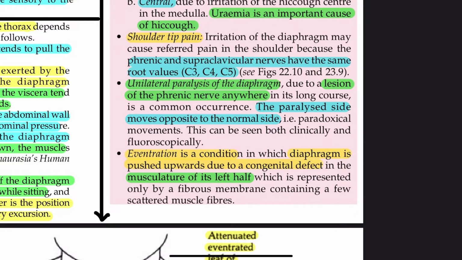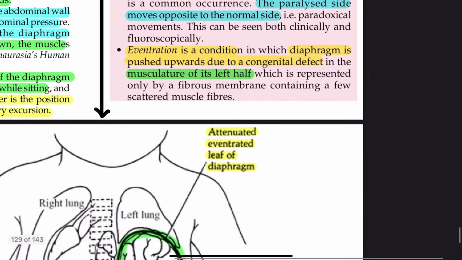If there is a lesion of the phrenic nerve, it will result in paralysis of the muscular fibers, and the paralyzed side will move up relative to the normal side.